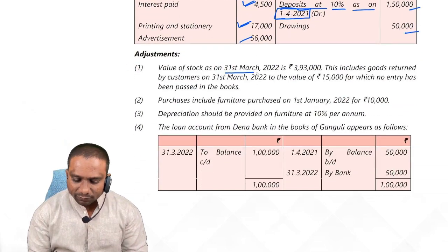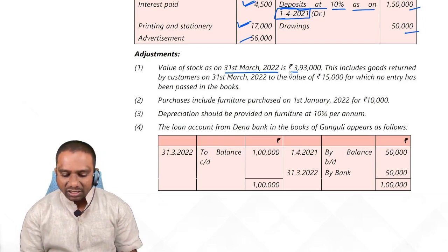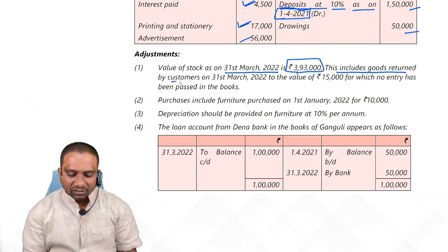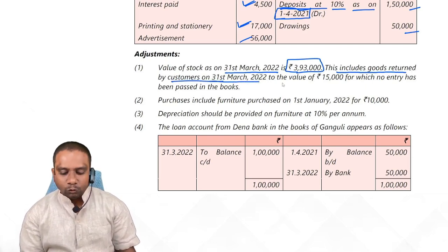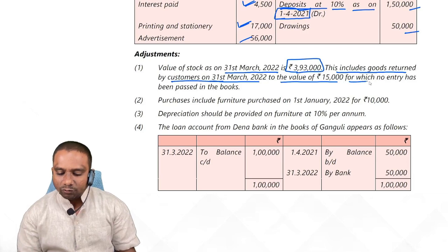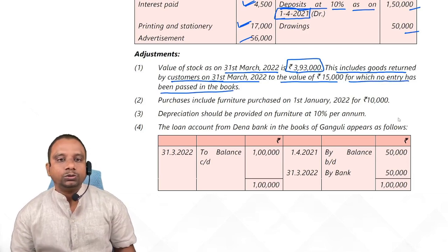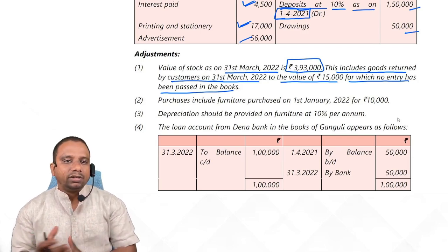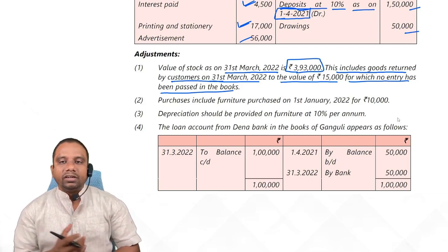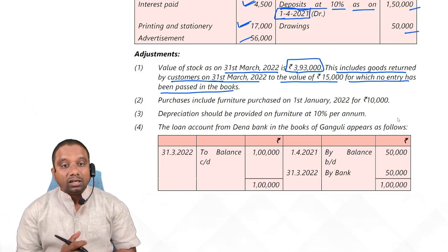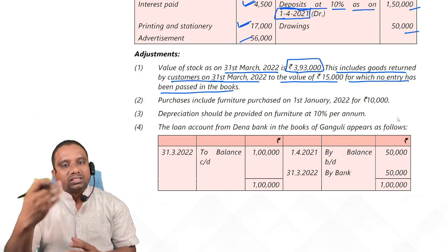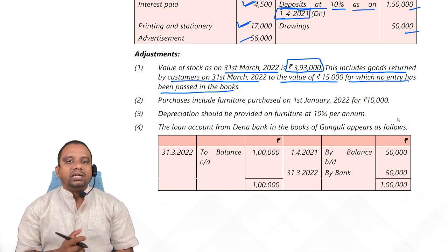Value of stock on 31st March 2022 is 3,93,000. This includes goods returned by customers on 31st March 2022 to the value of 15,000 for which no entry has been passed in the books. Means this is sales returns, no? So there is no entry for this. Now we record the entry: sales returns account debit to debtors account. Because of this, what is the effect, students? Sales returns account balance increases, debtors account balance decreases.